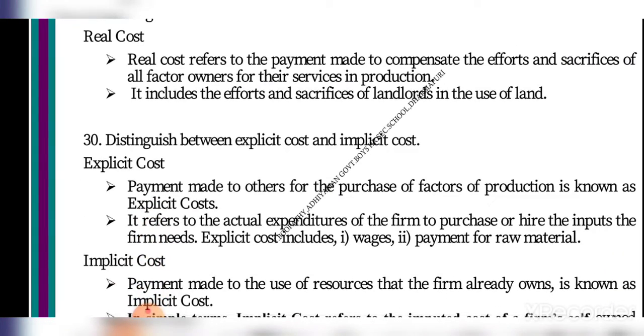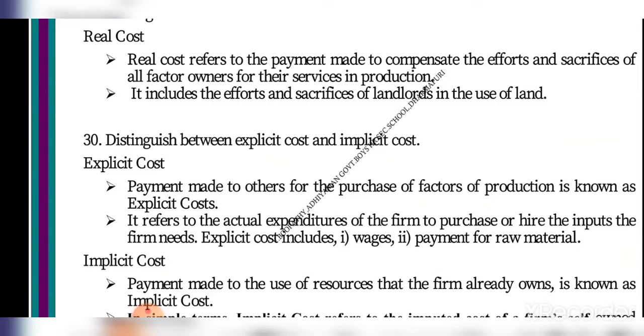Distinguish between explicit cost and implicit cost. Explicit cost means the expenses which are made outside the concern, and implicit cost means the expenses made inside the concern. Payment made to others for the purchase of factors of production is known as explicit cost. Others means outside the concern.